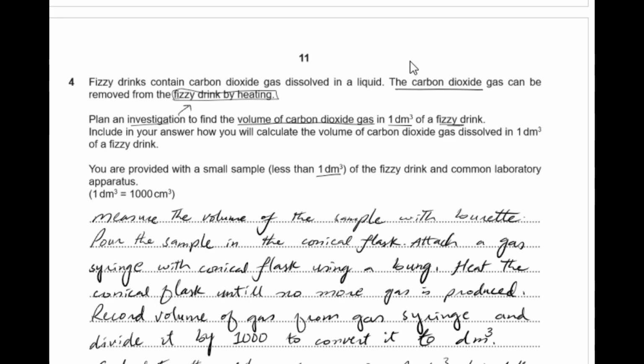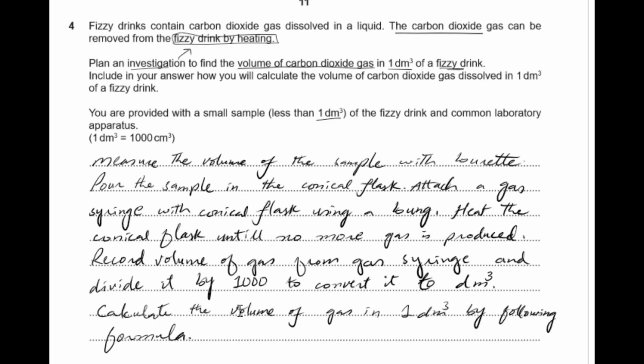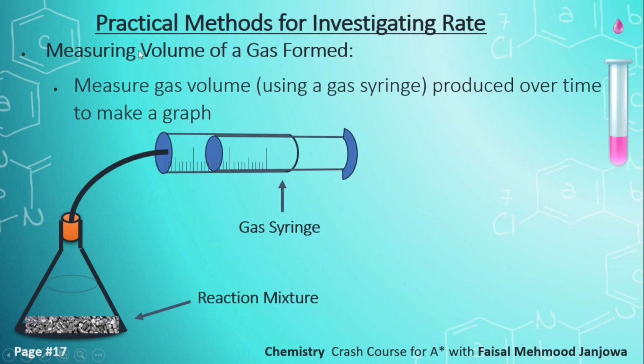In question number 4, it is mentioned that fizzy drinks contain carbon dioxide dissolved in liquid. The carbon dioxide gas can be removed from fizzy drinks by heating. Plan an investigation to find the volume of carbon dioxide gas in 1 cubic decimeter of fizzy drink. Include in your answer how you will calculate the volume of carbon dioxide gas dissolved in 1 cubic decimeter of a fizzy drink. You are provided with a small sample, less than 1 cubic decimeter, of a fizzy drink, and common laboratory apparatus. So basically, this question is about collecting a gas and then measuring it.